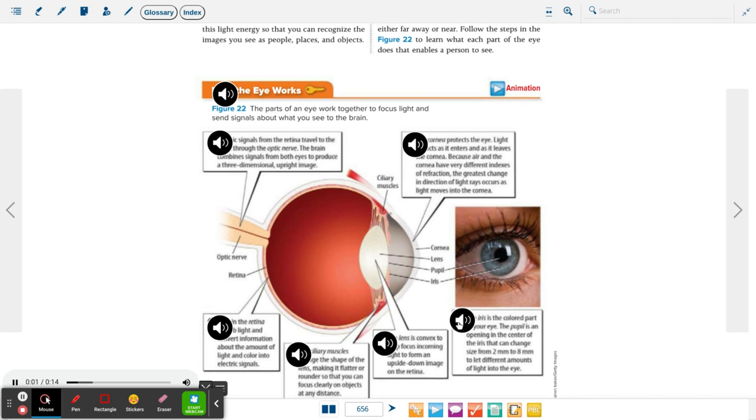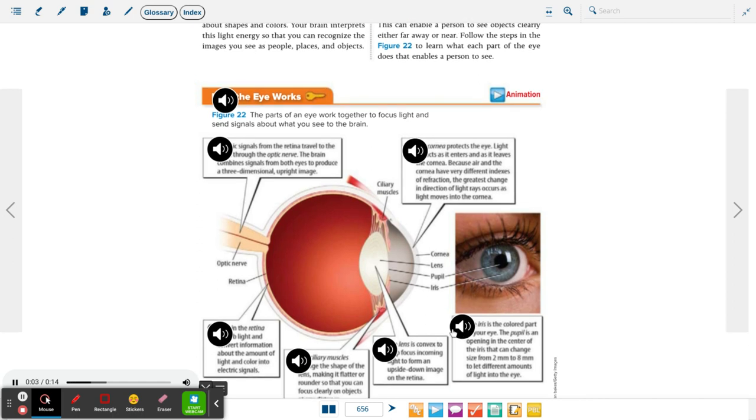Number 2. The iris is the colored part of your eye. The pupil is an opening in the center of the iris that can change size from 2 millimeters to 8 millimeters to let different amounts of light into the eye. Number 3. The lens is convex to help focus incoming light to form an upside-down image on the retina.